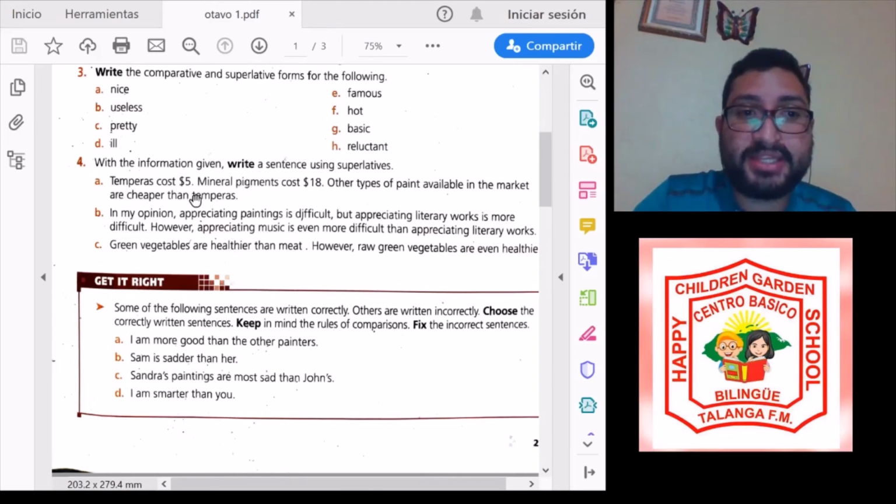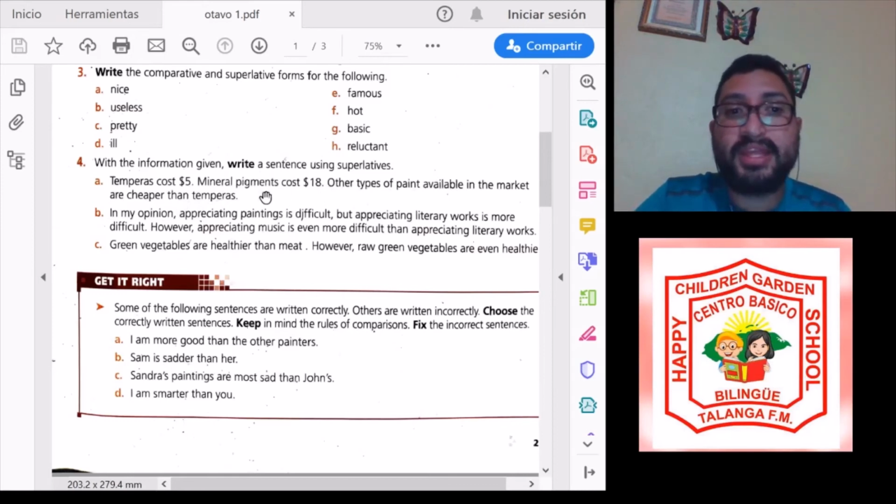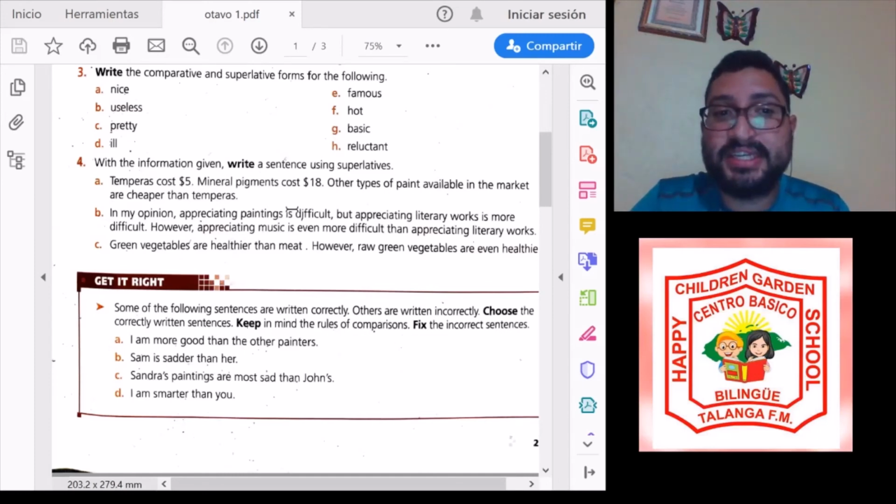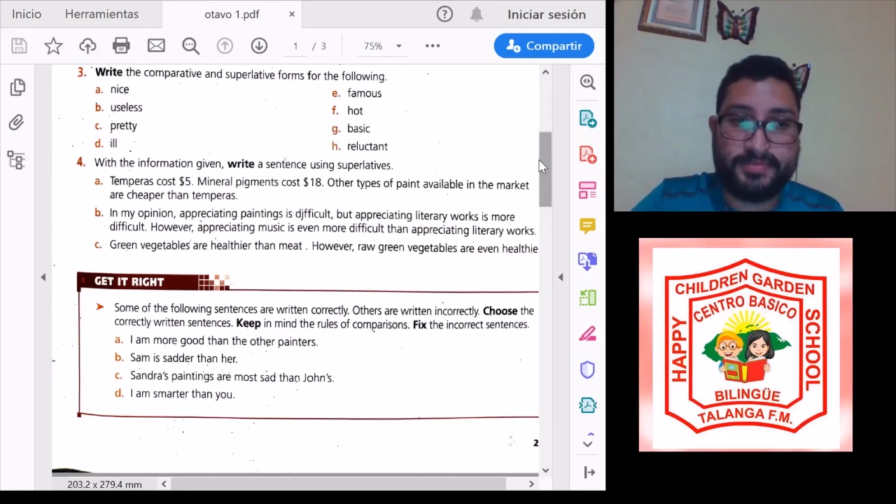So tempera costs 5, mineral pigment costs 18, and other types of paint available in the market are cheaper than the mineral pigment. So what can we say? For example, we say that mineral pigments are the most expensive things available in the market for painting. So this is the first example. Complete the other 2.